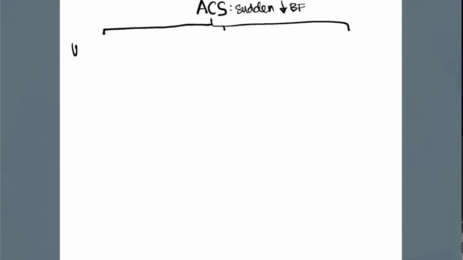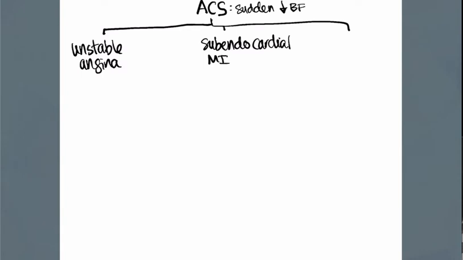So first we have unstable angina. Second, we have the subendocardial MI. And lastly, we have the transmural MI.